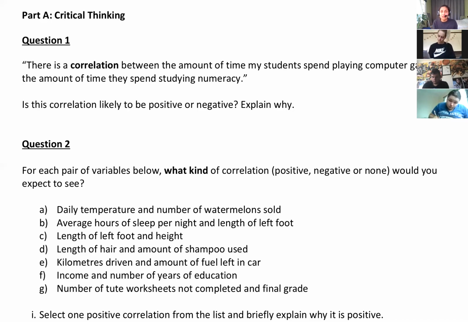You can say if someone spends a lot of time studying numeracy, then there's a pretty good chance they're not going to have much time to play computer games. So it doesn't matter which variable is going up and which variable is going down, so long as they're working against each other, moving in opposite directions, one goes up, the other comes down, that's a negative correlation. And in terms of explaining why it's a negative correlation, you want to explain it in the way that we've just talked about.